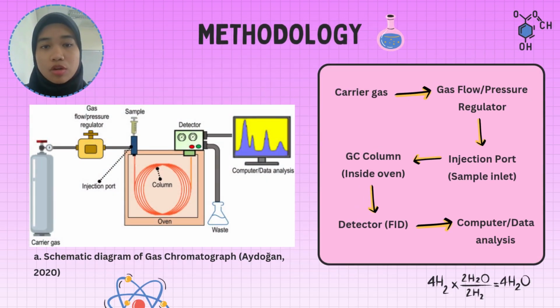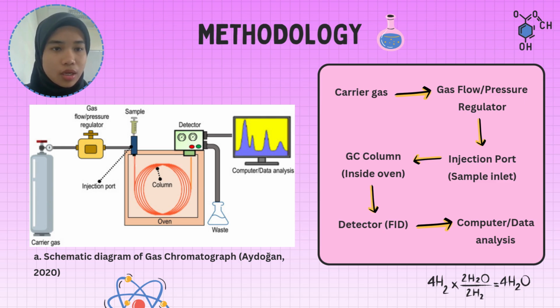Next, we move to the methodology. Looking at the schematic diagram, we can follow the path of the sample step by step. First, we have the carrier gas supply, usually helium, nitrogen, or hydrogen. This gas acts as the mobile phase and continuously flows through the system. The carrier gas passes through the gas flow and pressure regulator, which is important because a stable flow rate ensures accurate and reproducible results. Next, the sample is introduced through the injection port.